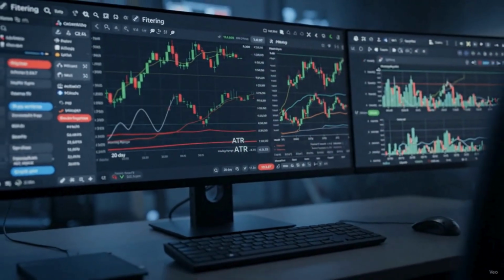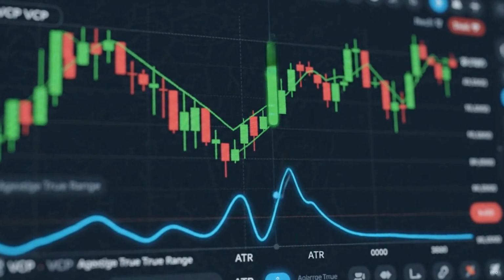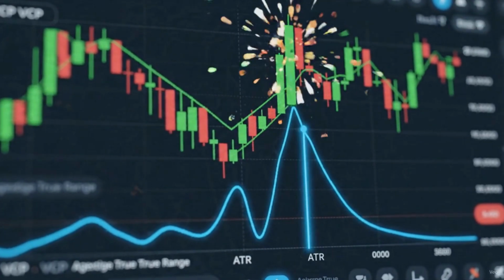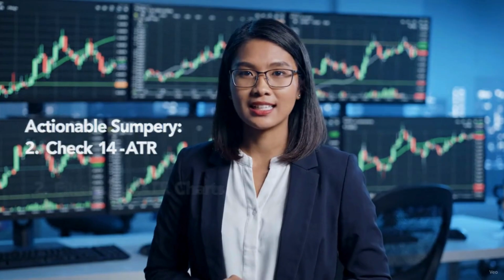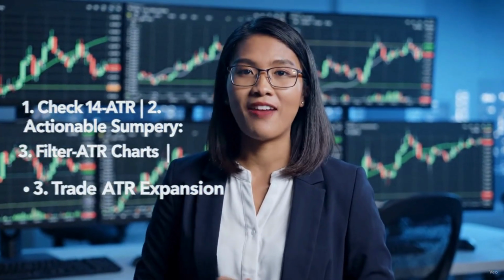Avoid the noise. Combine ATR expansion with price breakouts. When ATR turns up from extreme lows, explosive momentum begins. Quick checklist. Target high ATR stocks. Set stop losses based on 1.5x ATR and never trade flat volatility.